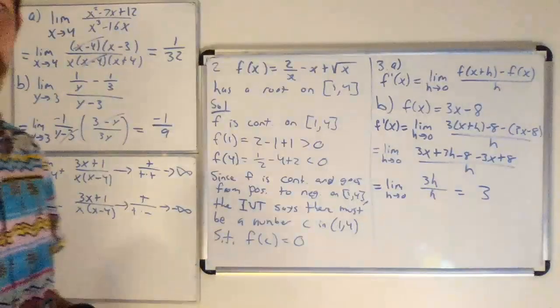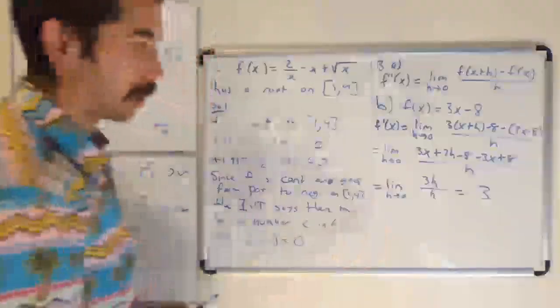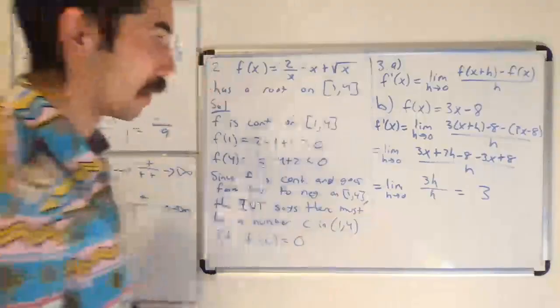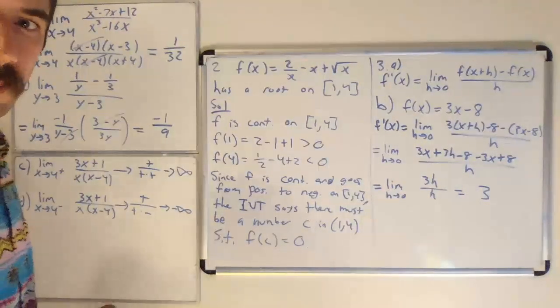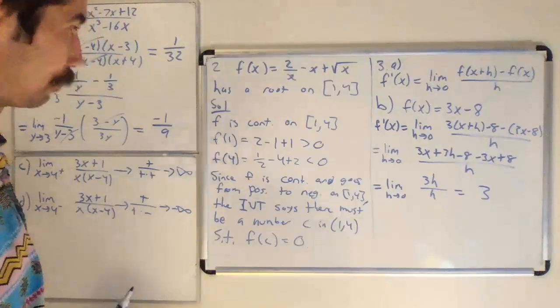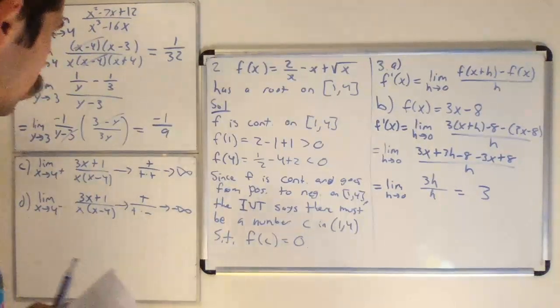Sometimes, once you cancel out the h's, there's still going to be some h terms left over, and then you would have to actually evaluate the limit as h goes to 0. But here, all the terms with h's got canceled out. All right. So far, so good.